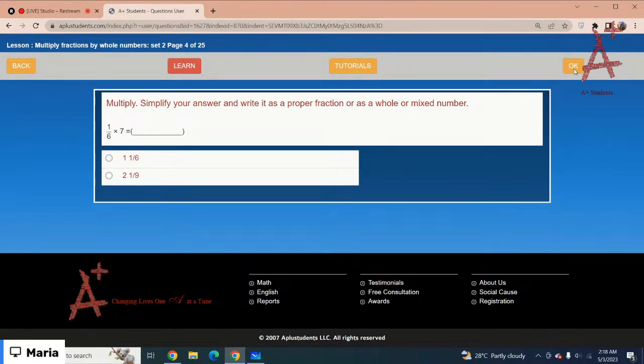Okay, the next one is 1 by 6 times 7. So you have to do 7 times 1 and then you have to divide it by the 6. So 7 times 1 is 7 and 7 divided by 6. 7 is greater than 6, so you can divide 7 by 6. 7 times 1 is 7 and you have 1 remainder. So it would be 1 whole 1 over 6. The correct option is 1 whole 1 over 6. The correct option is option number 1.